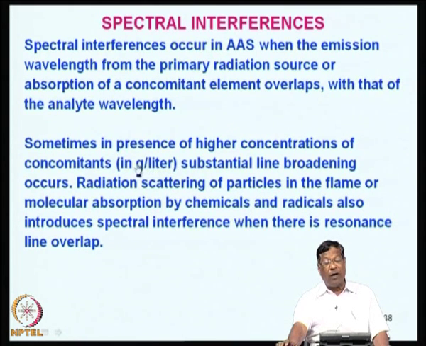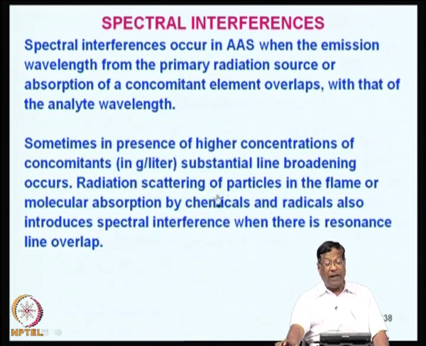Gold is in nanograms, all other salts are in grams per liter, especially sodium chloride, etc. And in urine, if you want to determine small amounts of thallium, the concentration of other salts is in grams per liter, whereas your analyte of interest is in nanograms or micrograms. So, substantial line broadening occurs. Again I have to remind you that line broadening means the attenuation of the signal, that means you will get a lower absorbance value.